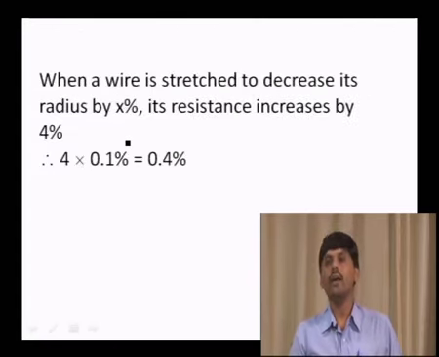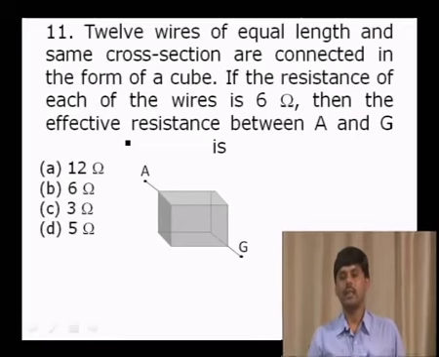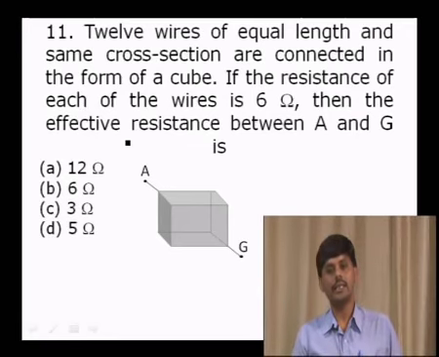So, when a wire is stretched to decrease its radius by x%, its resistance increases by 4x%. 4 into 0.1% is the original. Therefore, 4 into 0.1 is equal to 0.4%. This I have already discussed in a synopsis.